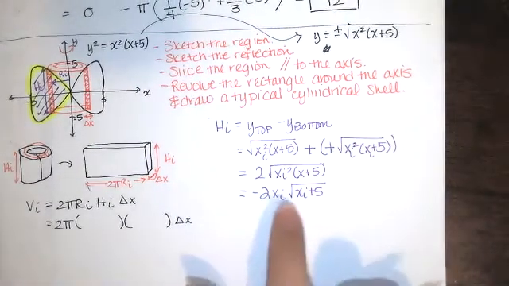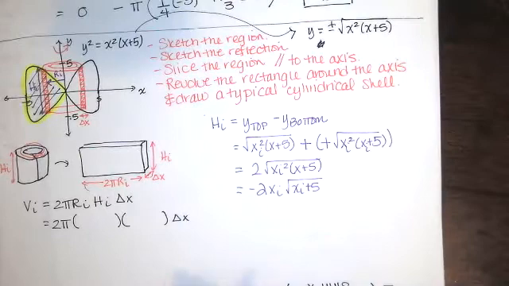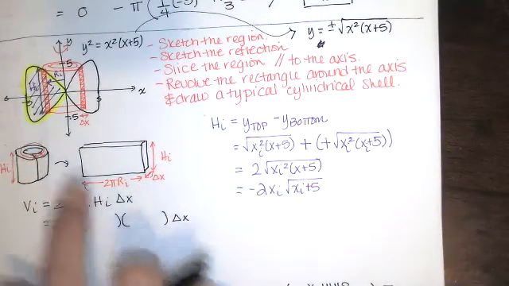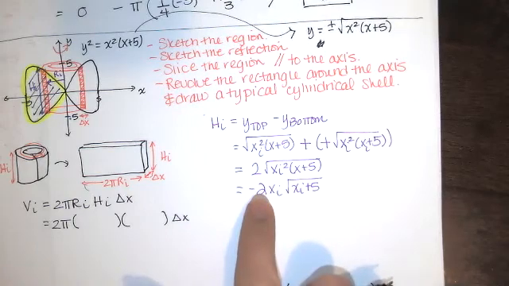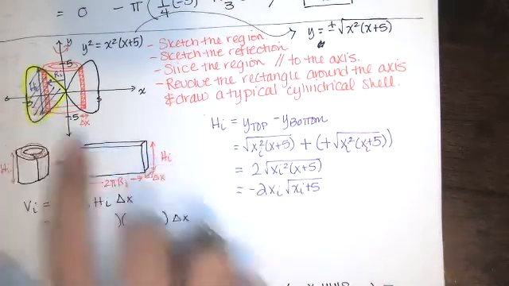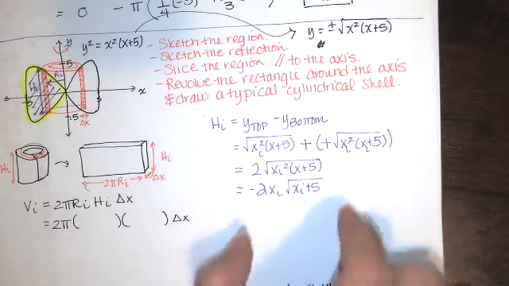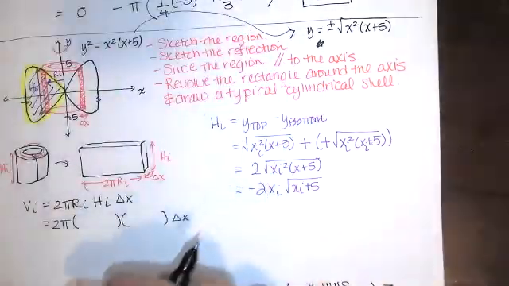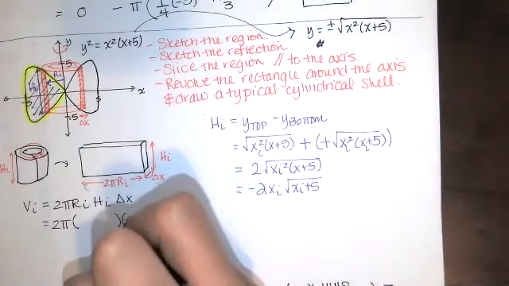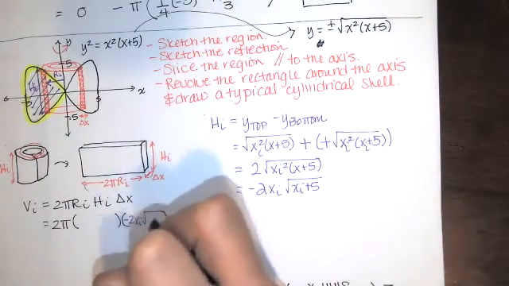Now if you're saying to yourself, the heights are supposed to be positive, you're right, they are supposed to be positive. This square root's always positive. That 2 is always positive. And since x is negative here, this negative times that negative makes that height positive. So this is actually a positive number, which is giving us the height of a cylindrical shell, even though it's got a negative sign out front.